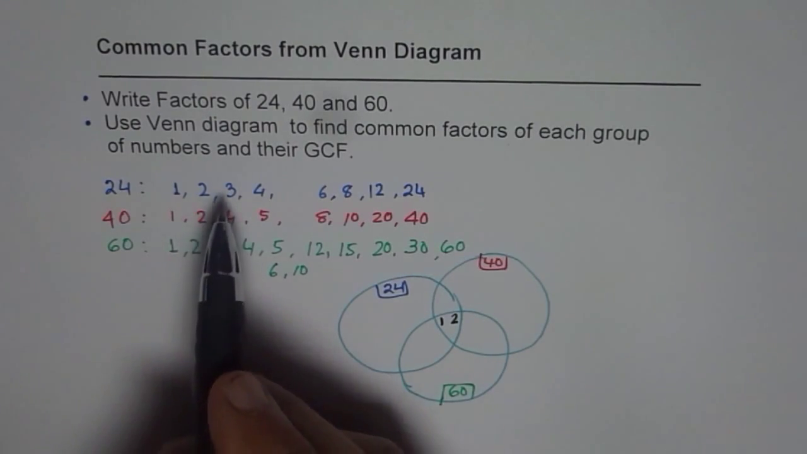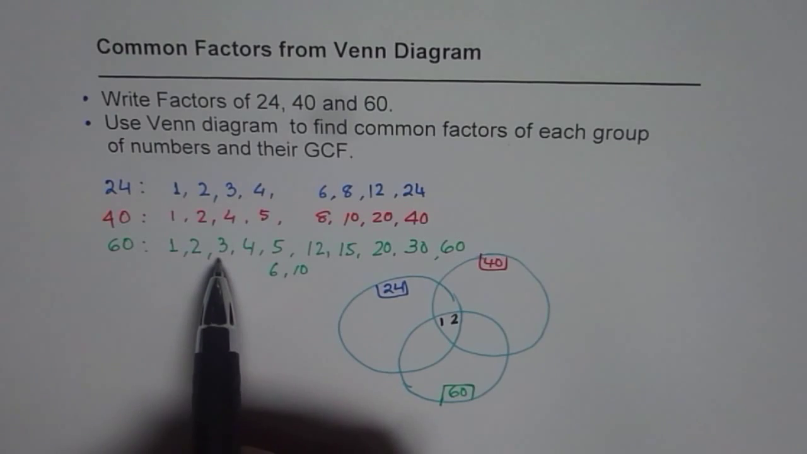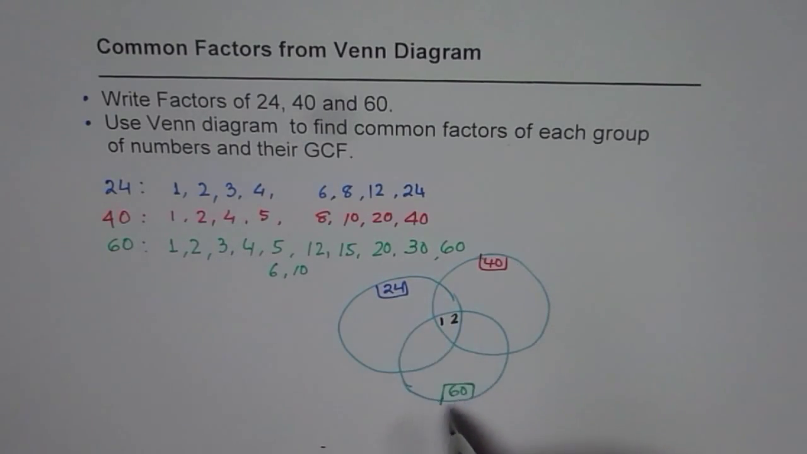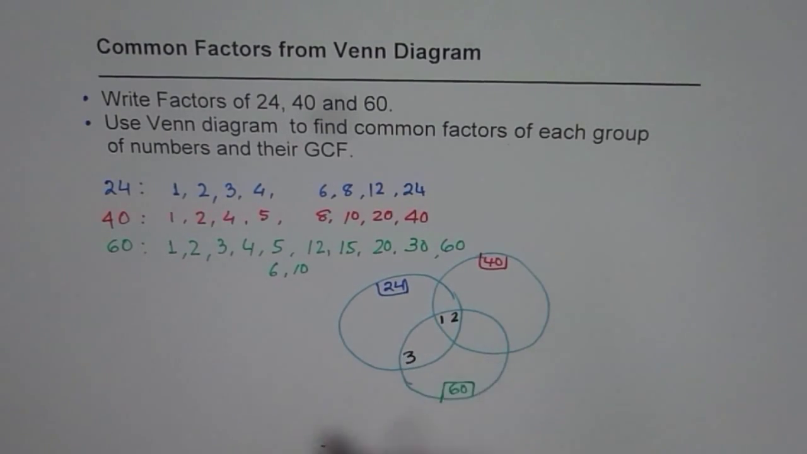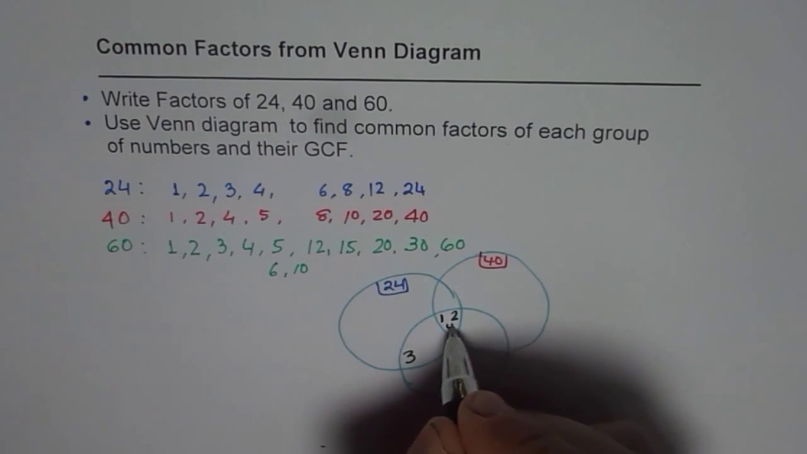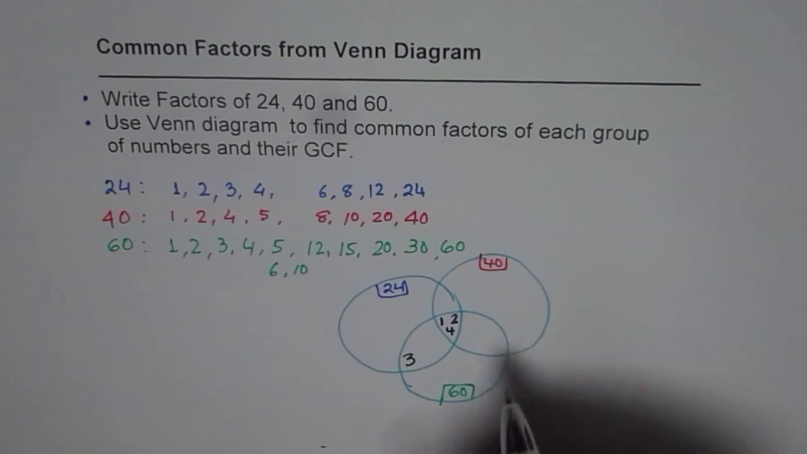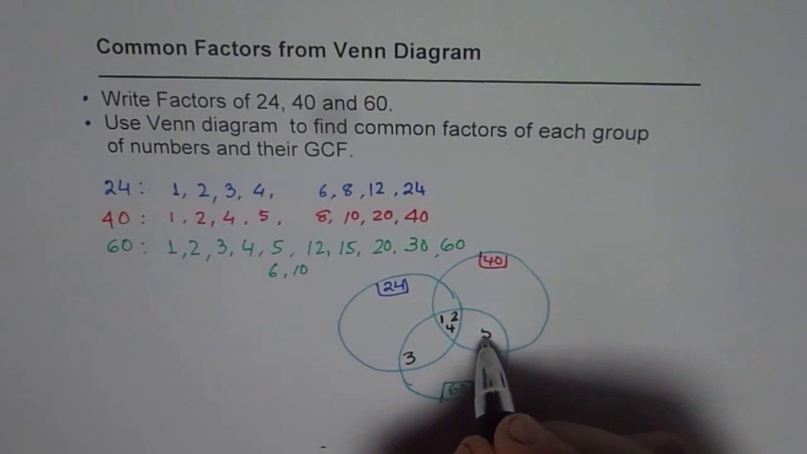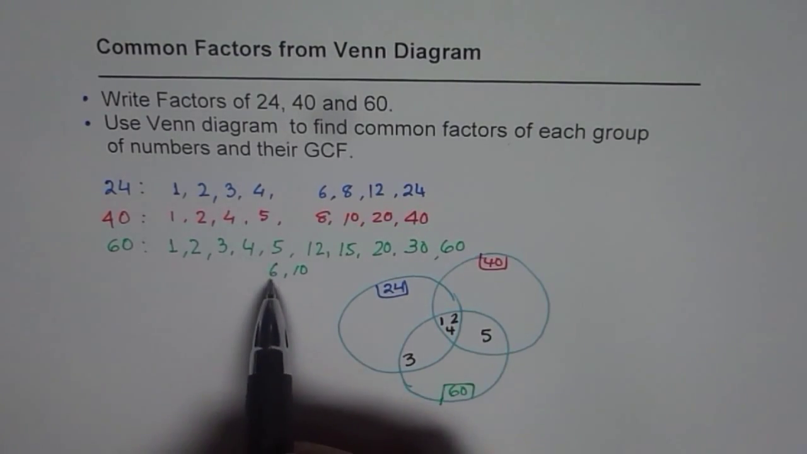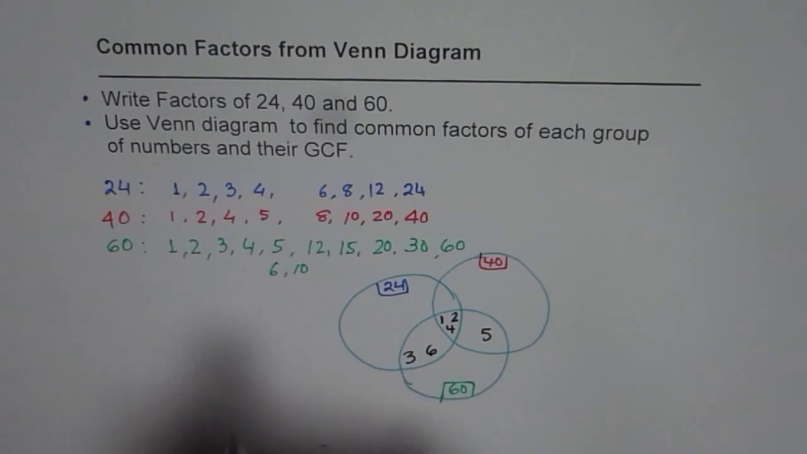And then we have 3. 3 is actually common to 24 and 60. So 24 and 60, 3 will come here. Do you get it? That is the area which is common to 24 and 60. 4 is common to all 3 of them, so 4 comes right there. 5 is for 40 and 60, so 40 and 60 is 5. 6 is in 24 and 60, so 24 and 60, 6.